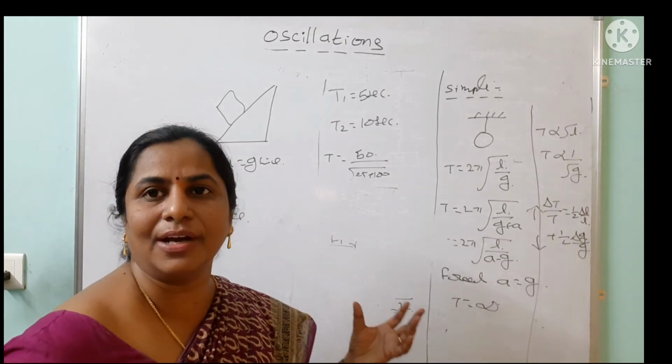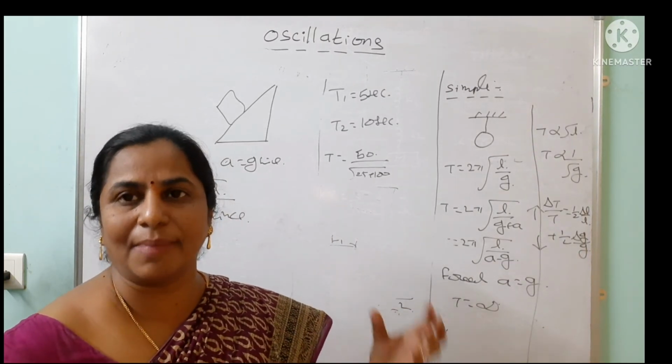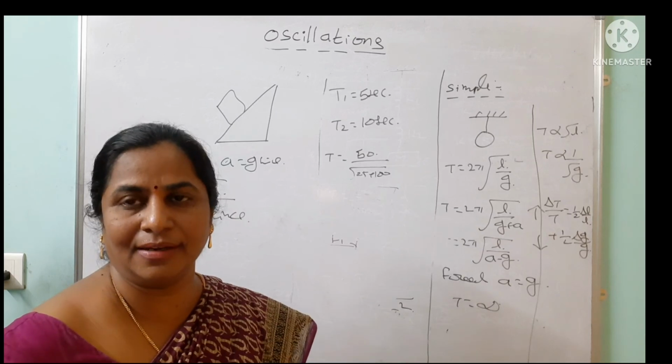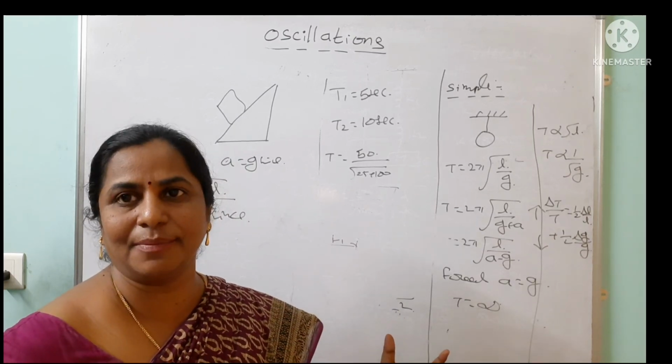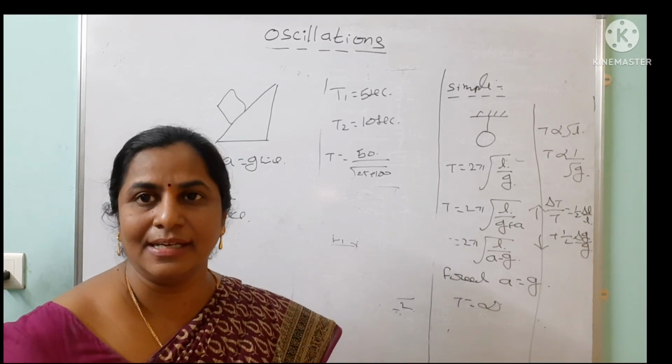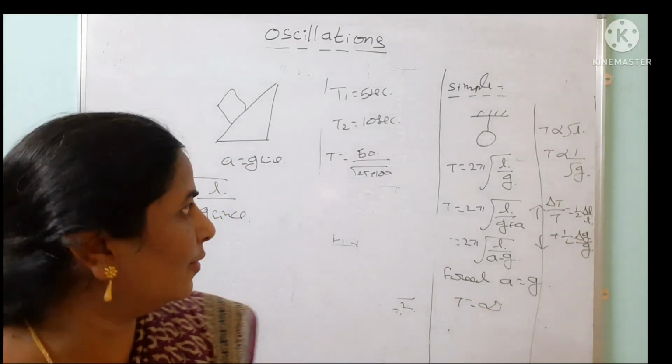So this is about the oscillations chapter. What is the maximum velocity? a omega. What is the maximum acceleration? Omega square a. So these basic formulas we have to remember.